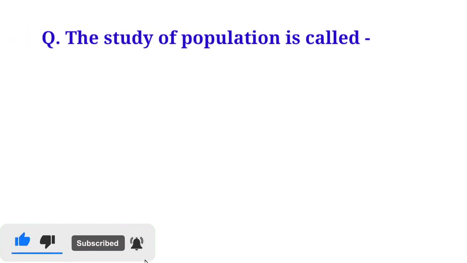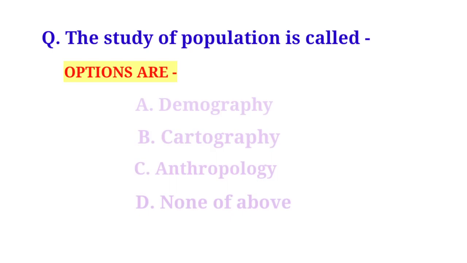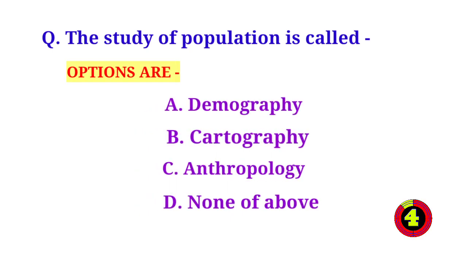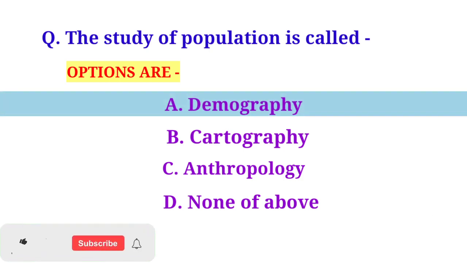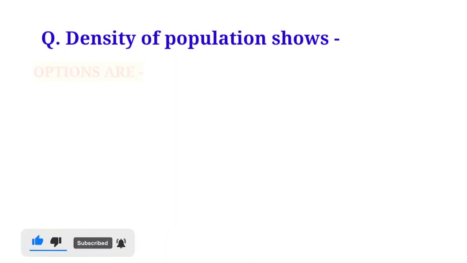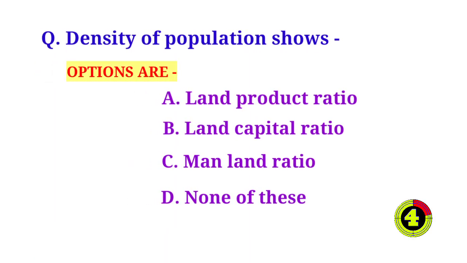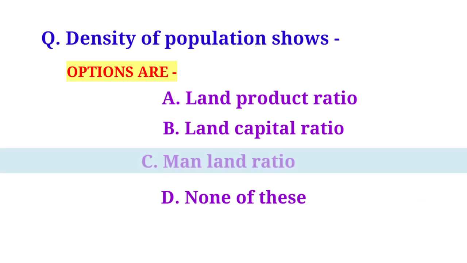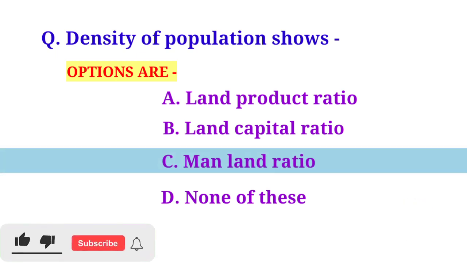The study of population is called? Option A, Demography, is the correct answer. Density of population shows? Option C, Man-Land Ratio, is the correct answer.